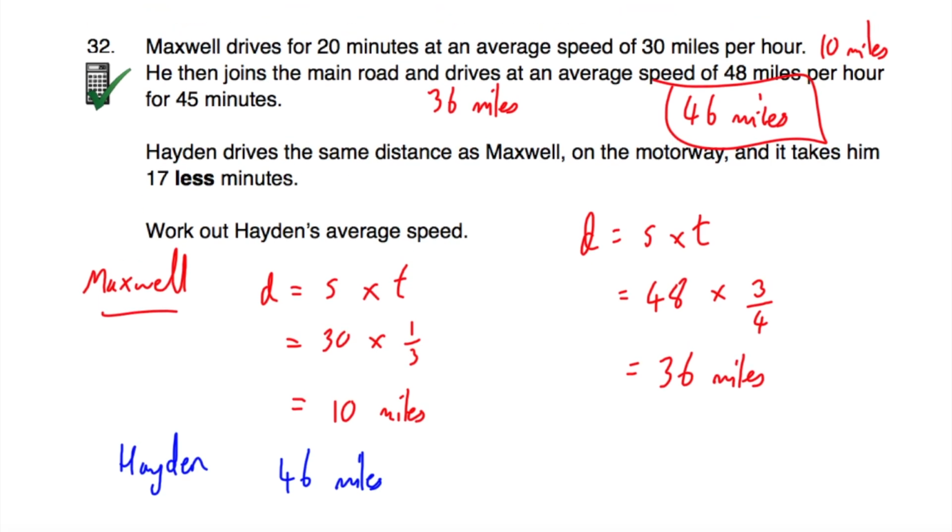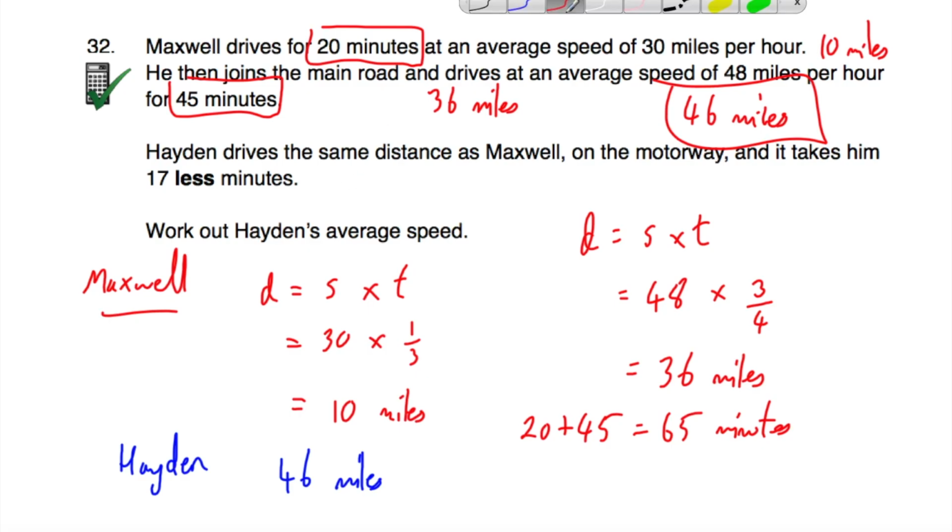So let's work out how much time it takes Maxwell to drive. So let's go back to the red ink. It was 20 minutes for the first part of the journey and 45 minutes for the second part of the journey. So 20 plus 45 is equal to 65 minutes. So that's how long Maxwell was driving for, 65 minutes. Now we're told that Hayden drives that distance in 17 less minutes. So let's go back to blue here. So if we do 65 take away 17, that's how long Hayden was driving for. And 65 take away 17 is equal to 48 minutes. So that means that Hayden did the distance of 46 miles in 48 minutes.